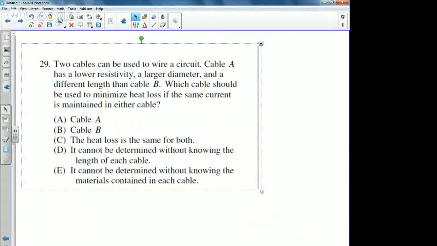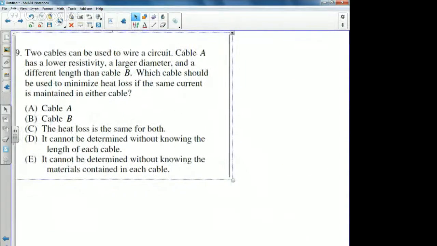Two cables can be used to wire a circuit. Cable A has lower resistivity. Well, first of all, what formula are they asking us to talk about? We're talking about resistivity. We're talking about R is equal to rho L over A.